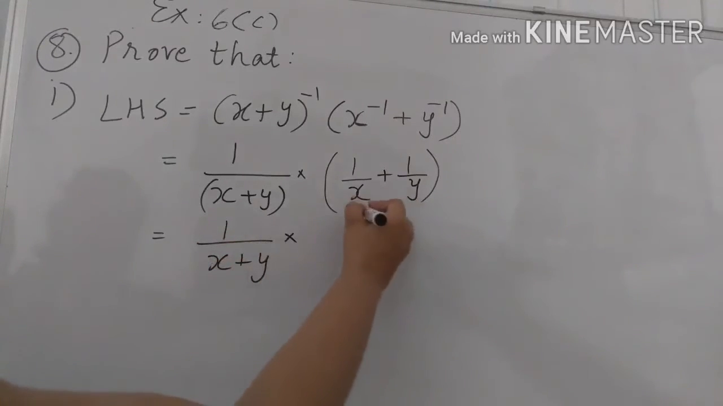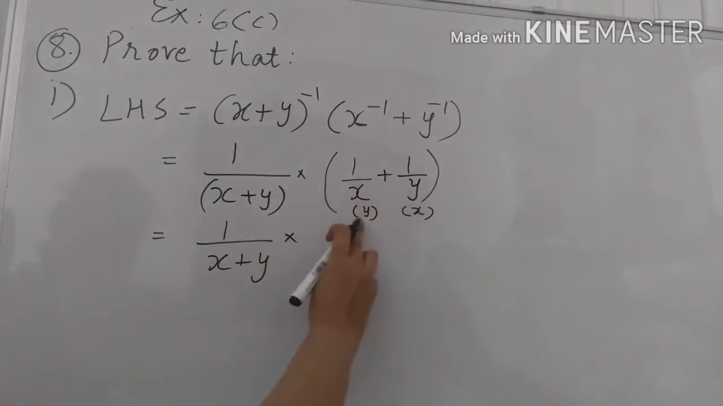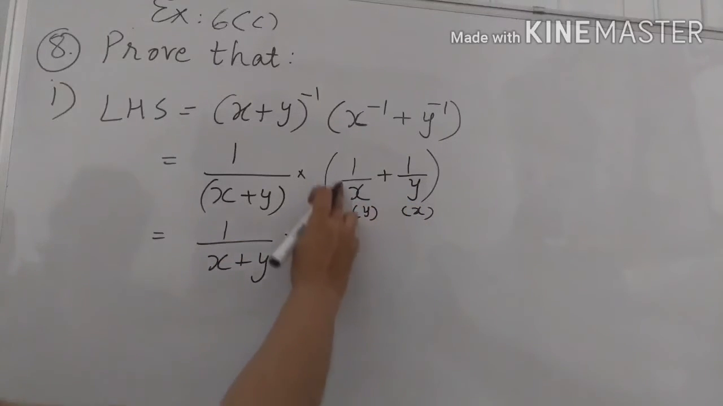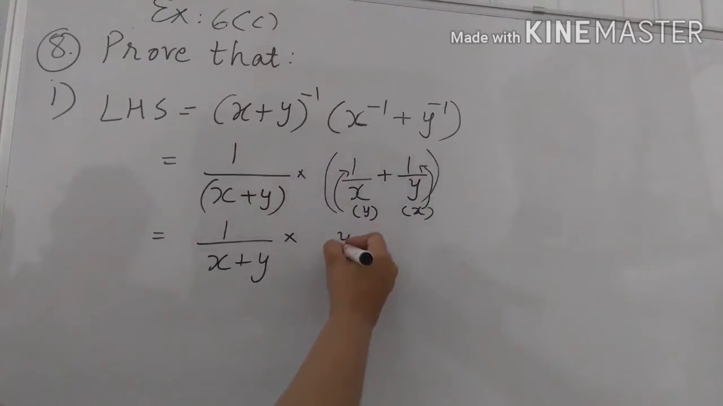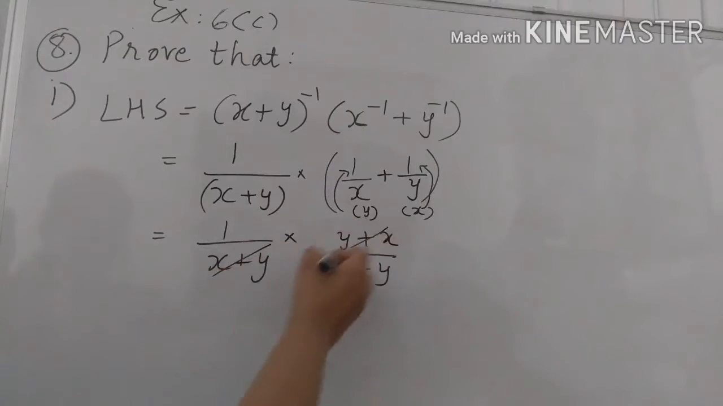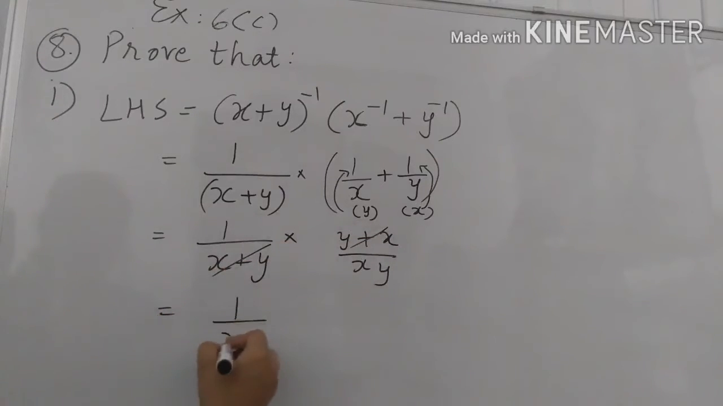Now here I take the LCM. So here I have written y and x. So I will multiply this with y and this with x. So here y plus x upon xy. This is how we are taking our LCM. Now this x plus y and x plus y cancelled. So I am left with 1 upon xy, which is our right hand side. So this is very simple, only using the law. When there is a minus sign in the power, then we have to take the reciprocal to convert it to positive.